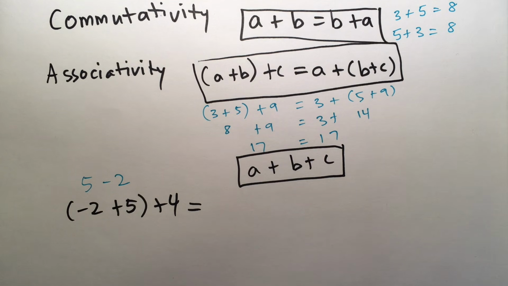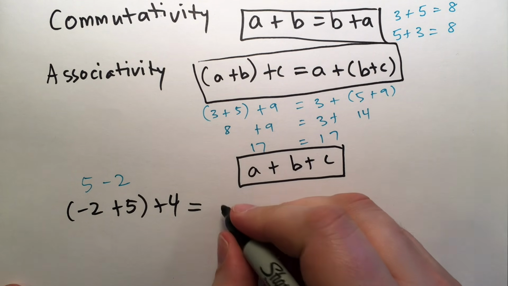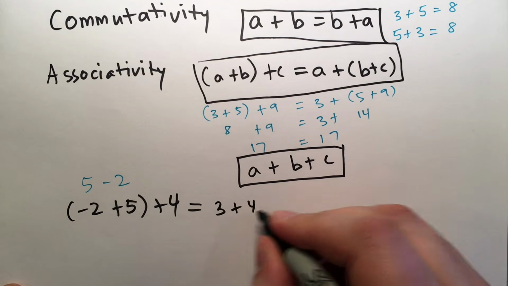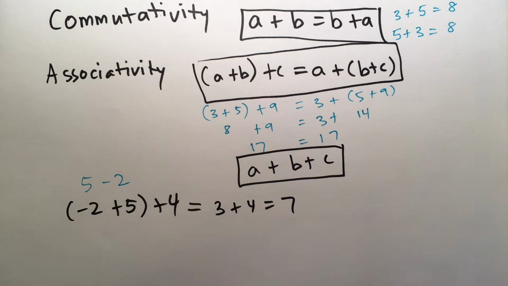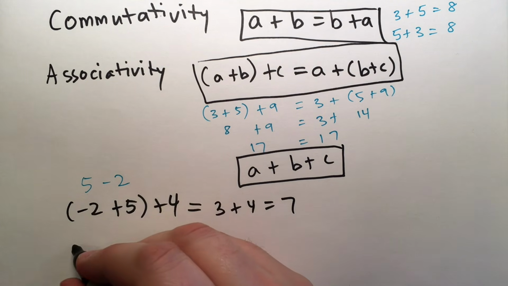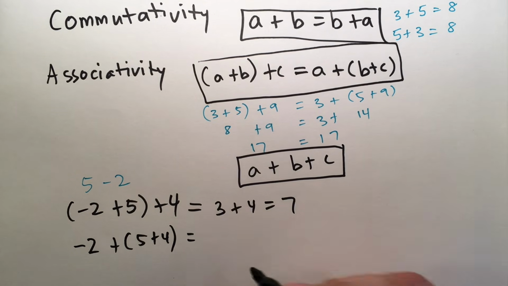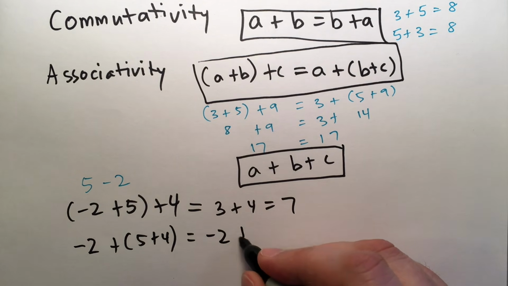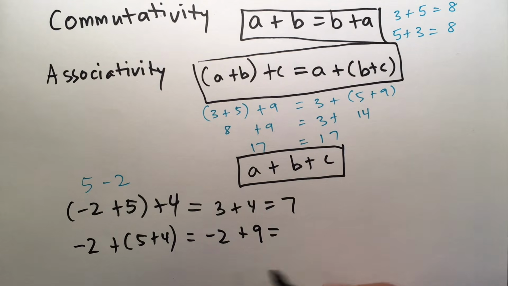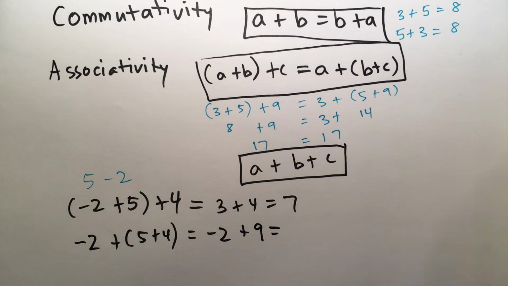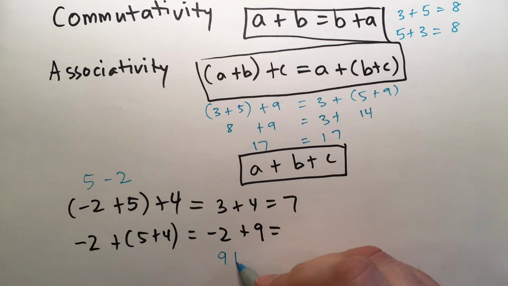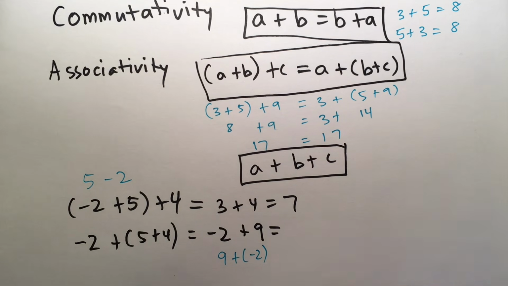Add 4 more, what do you get? So we get 3 plus 4, which is 7, right? Now we could do it the other way too. We could start with negative 2, and then add 5 and 4 together first. That's going to get us negative 2 plus 9. And we can rewrite this using commutativity as 9 plus minus 2, right? And that's just going to give you 7 as well. So sure enough, it works for these numbers too, even if they're negative.